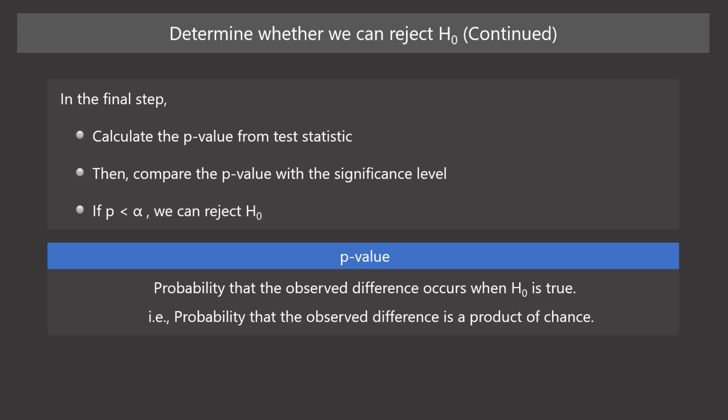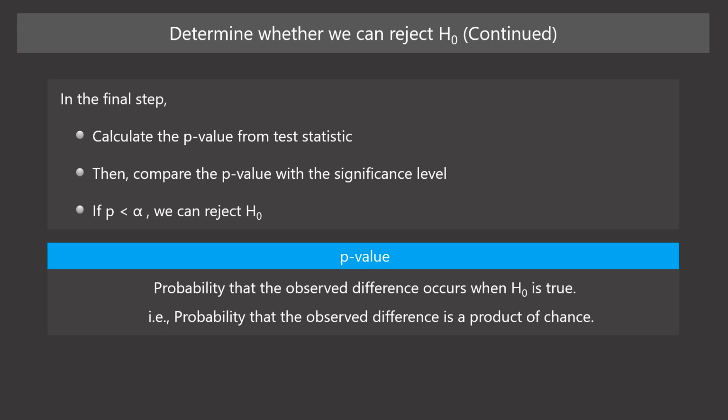In the final step of statistical hypothesis testing, we calculate the p-value from test statistic. Then, compare the p-value with the significance level. If the p-value is lower than the significance level, we can reject a null hypothesis.